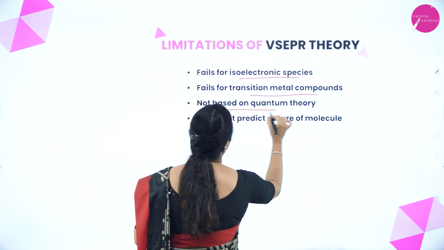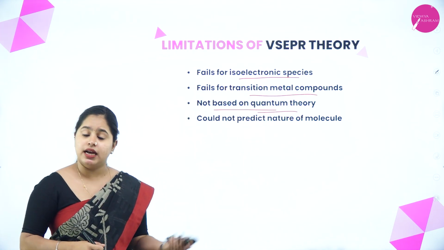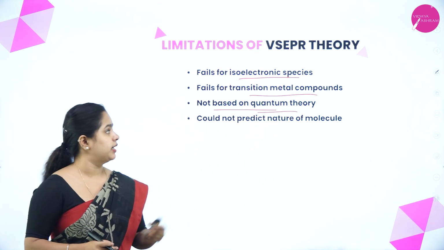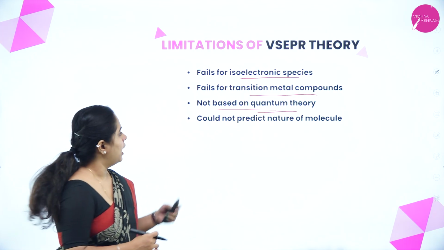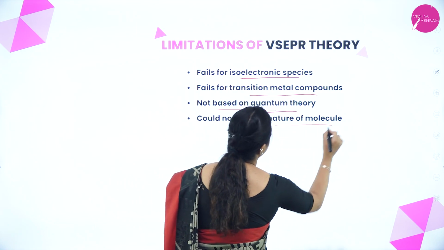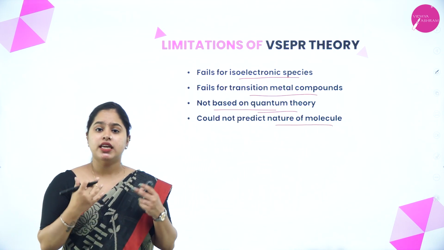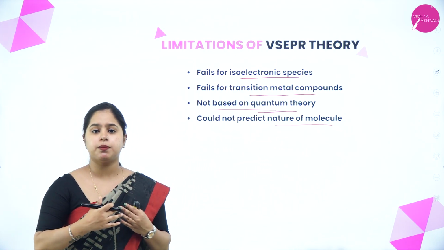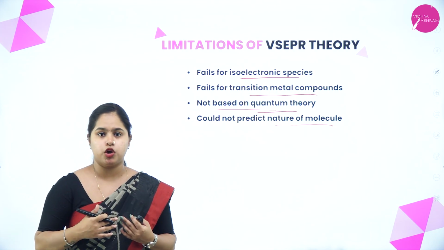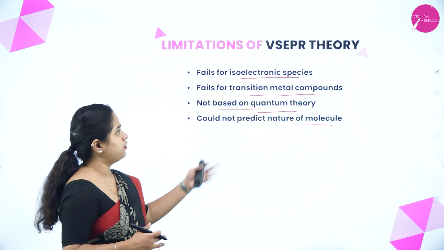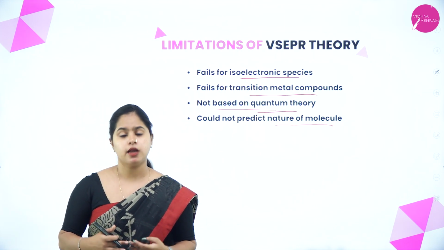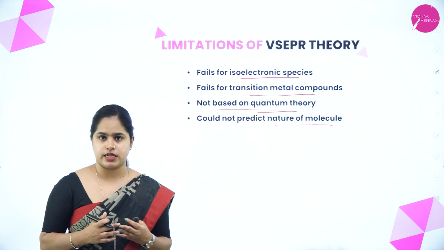It's not based on quantum theory. That is another limitation of this theory. It was not based on the quantum theory of the atom, right? And the last one, it could not predict the nature of the molecule. Even though VSEPR theory could predict the shape of the molecule, it could not predict the nature of the molecules. So these were a few limitations of VSEPR theory. So I hope what we have discussed is clear for you, right?